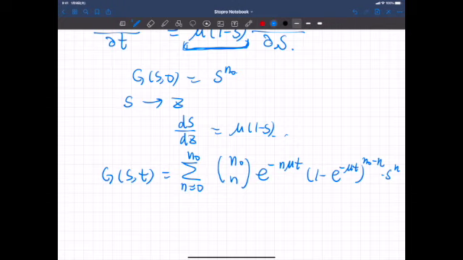Okay, so in the case of the birth process, we use the negative binomial theorem. In the case of the death process, we use the binomial theorem. It's kind of the positive binomial, the ordinary binomial theorem.